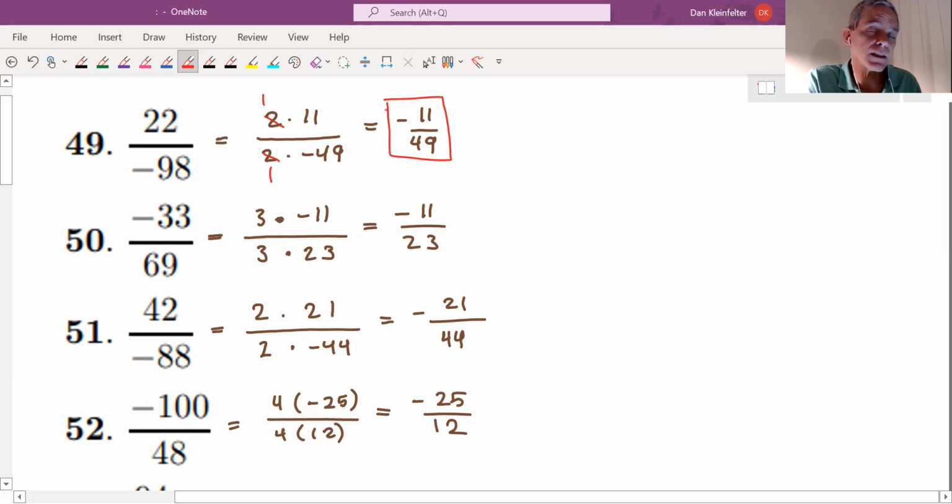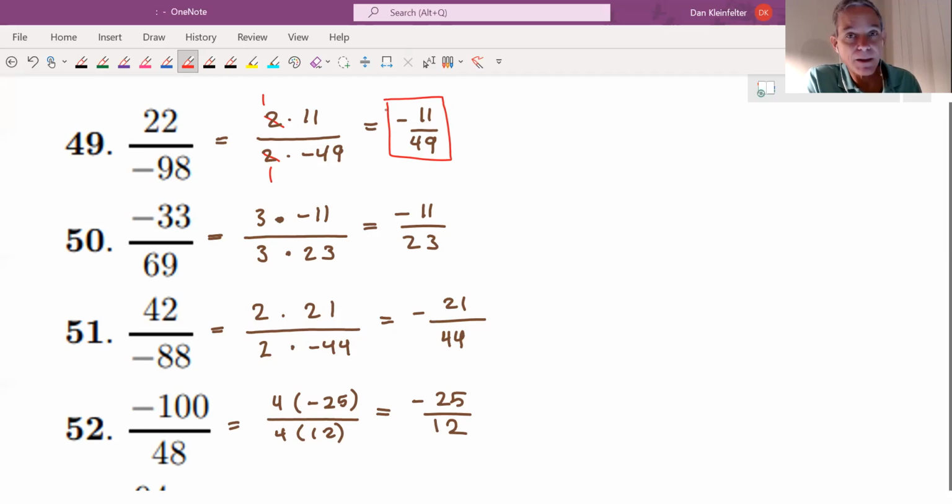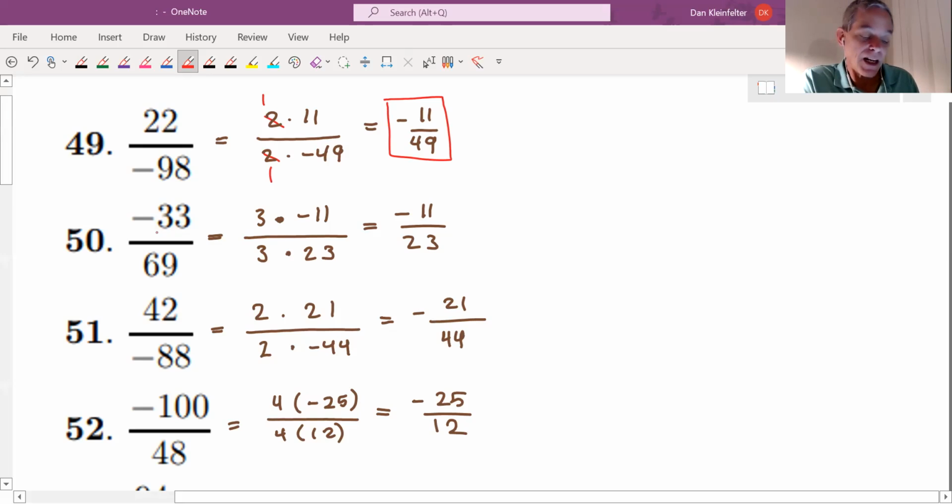If you don't get one of these right, make sure that you know why. If not, let me know and I can help you with that. Okay, negative 33, that will be 3 times negative 11. 69 is 3 times 23. So we're going to divide out that common factor of 3, and that will leave us with negative 11 over 23.